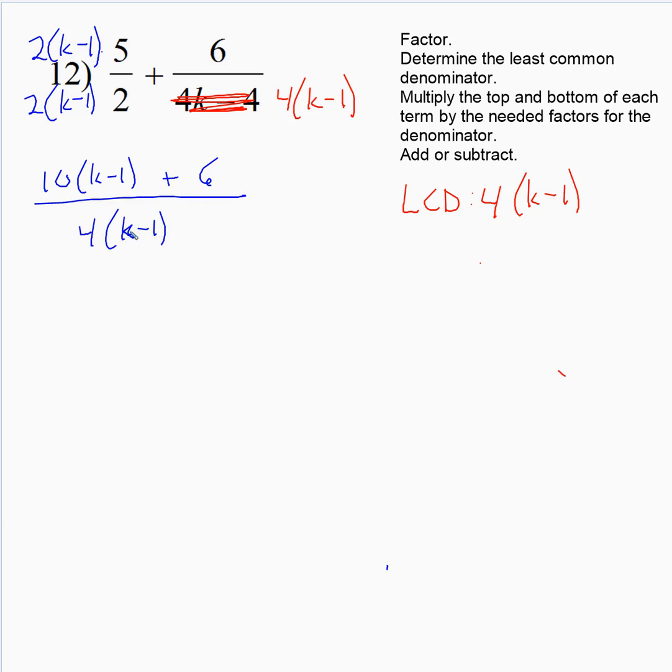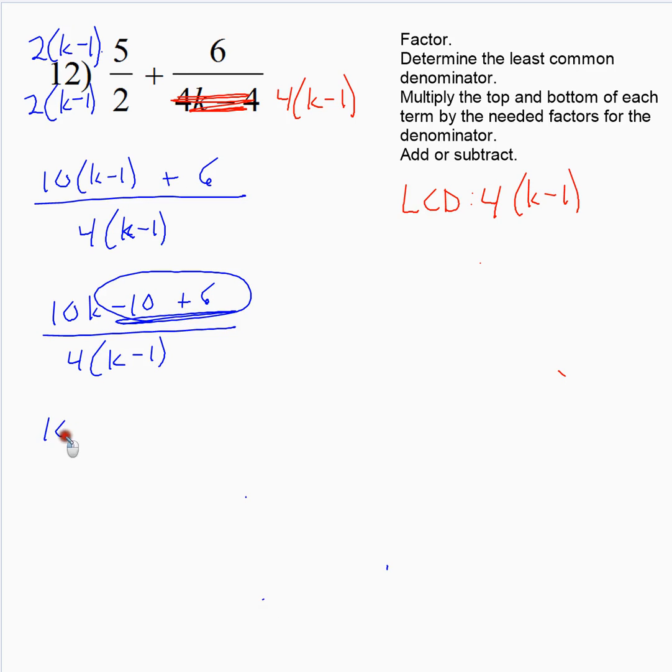Again, some of you think, oh, I have a k minus 1 and a k minus 1. We cannot cancel there because of this addition sign. If they were all multiplied together, that's fine, but they are not. So now let's distribute the 10. We get 10k minus 10 plus 6 over 4 times k minus 1. We can combine these two. So we have 10k minus 4 over 4 times k minus 1.